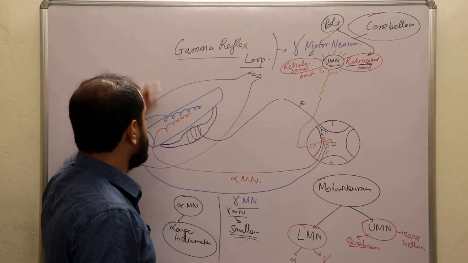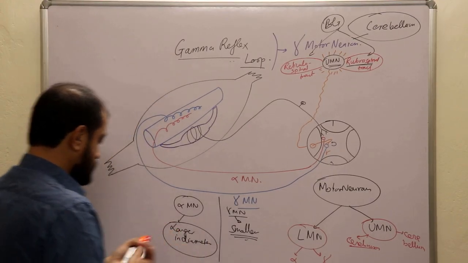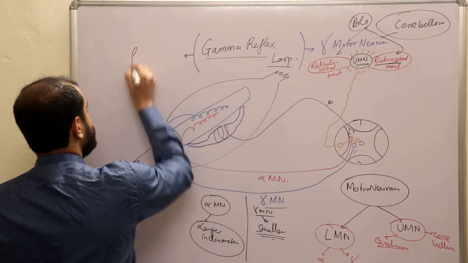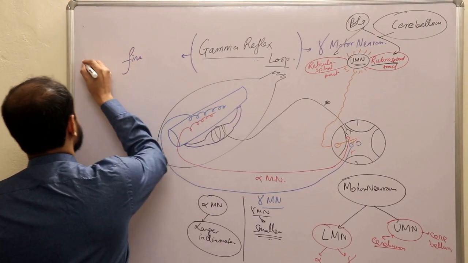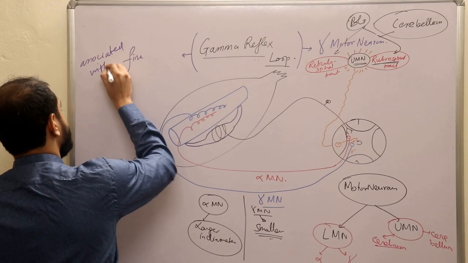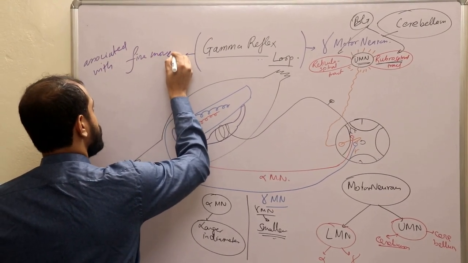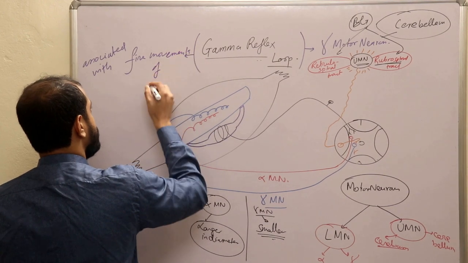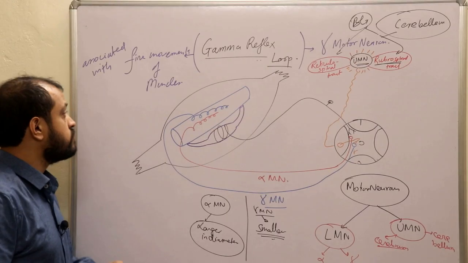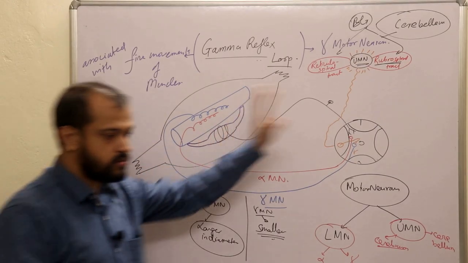Okay. Now the main important point you need to understand is that the gamma reflex loop is only activated when there are fine movements associated with fine movements of muscles. Clear? And for crude movements you will need the alpha motor neuron pathway. Okay.